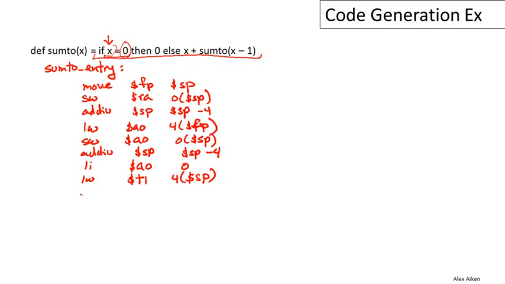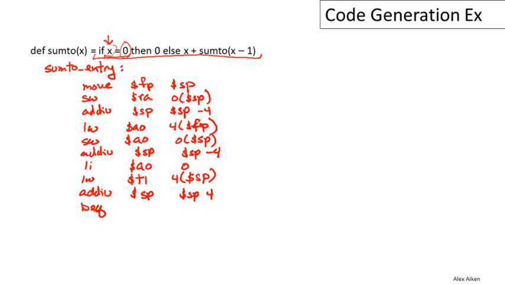Now we need to pop the stack, so we'll do that here, because we're done with that value. And now we're going to do the branch.